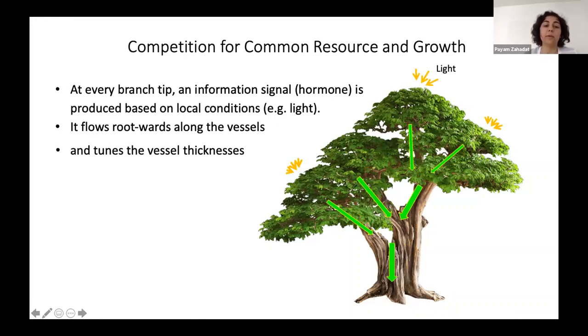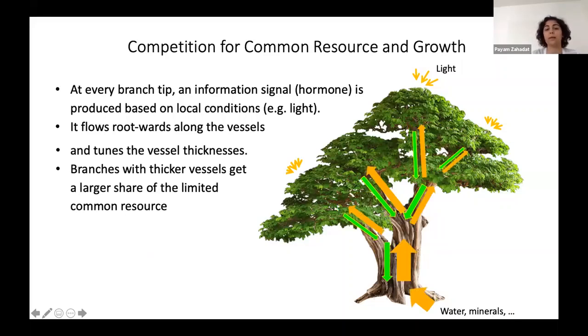On the other hand, the way this competition works is that at the tip of each branch, there is some hormone which acts as an information signal. This is produced based on local conditions, for example, how much light this branch has access to. When this information signal, this hormone, is produced, it flows towards the roots along these vessels that I mentioned before. During this flow towards the root, it tunes the thickness of the vessels.